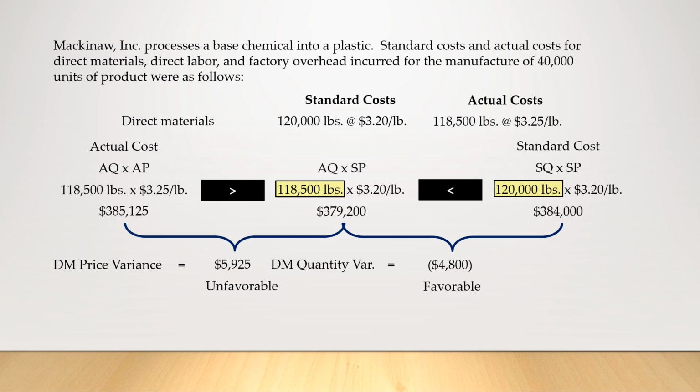Combine the price with the quantity variance to get the total direct materials variance of $1,125 unfavorable. The unfavorable variance associated with the price exceeds the favorable variance associated with the quantity used, so the total variance nets as unfavorable.